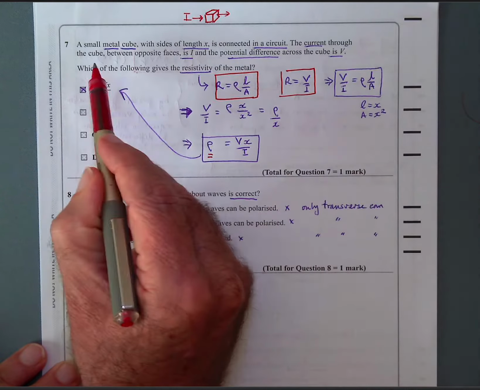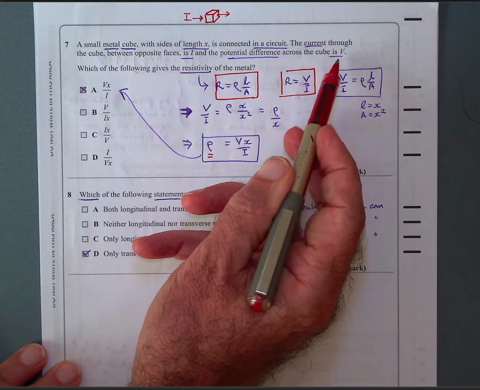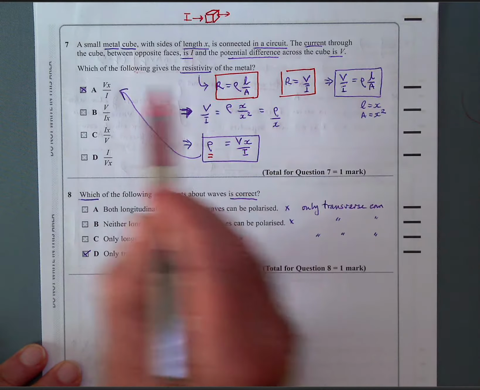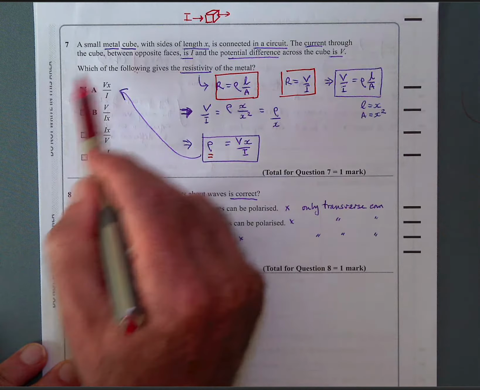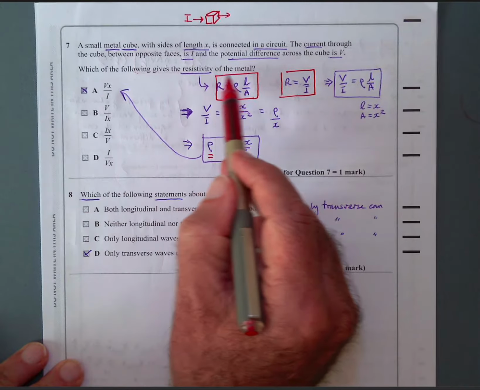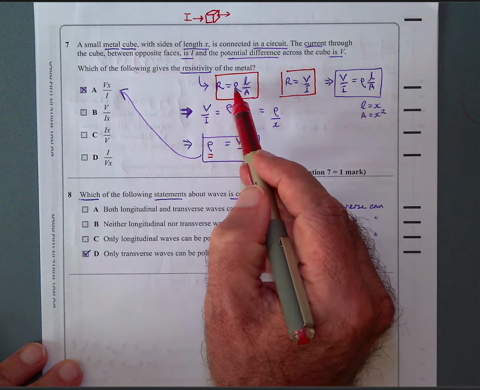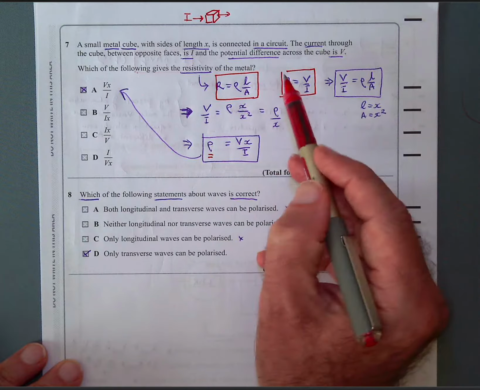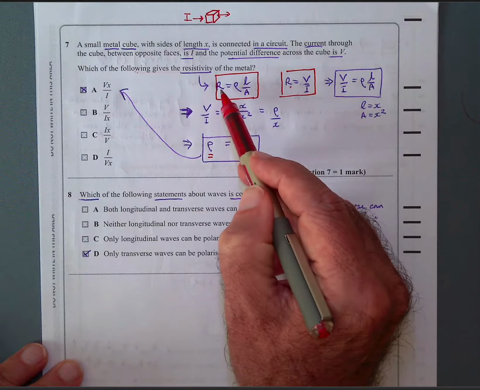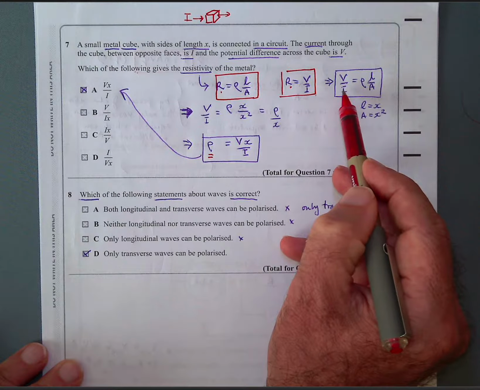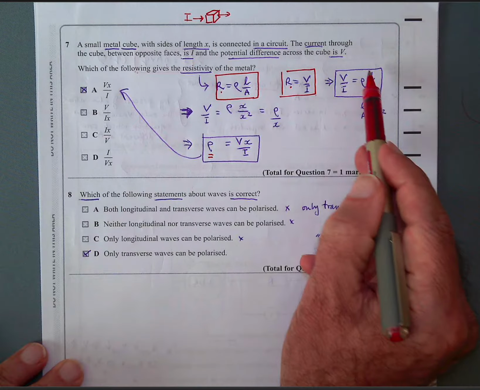The current through the cube is I, and the potential difference across the cube is V. So why are they telling us that? They want us to find out which of the following expressions gives the resistivity of the metal. Well, you need to find the equation with resistivity in it, which is R equals rho L over A. They've given you voltage and current. Well, the ratio of voltage and current is resistance. So you replace R with V over I. V over I, therefore, will equal rho L over A, as I've written here.